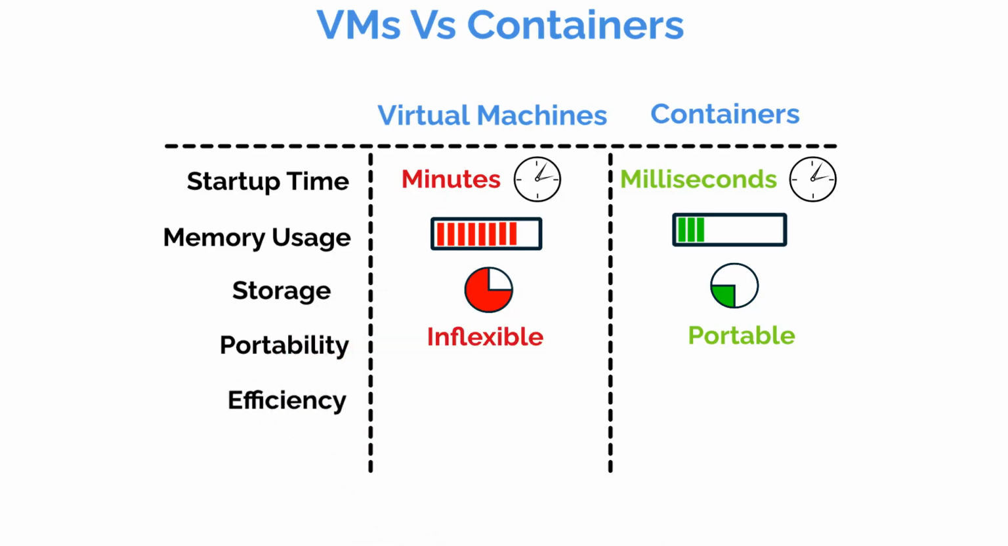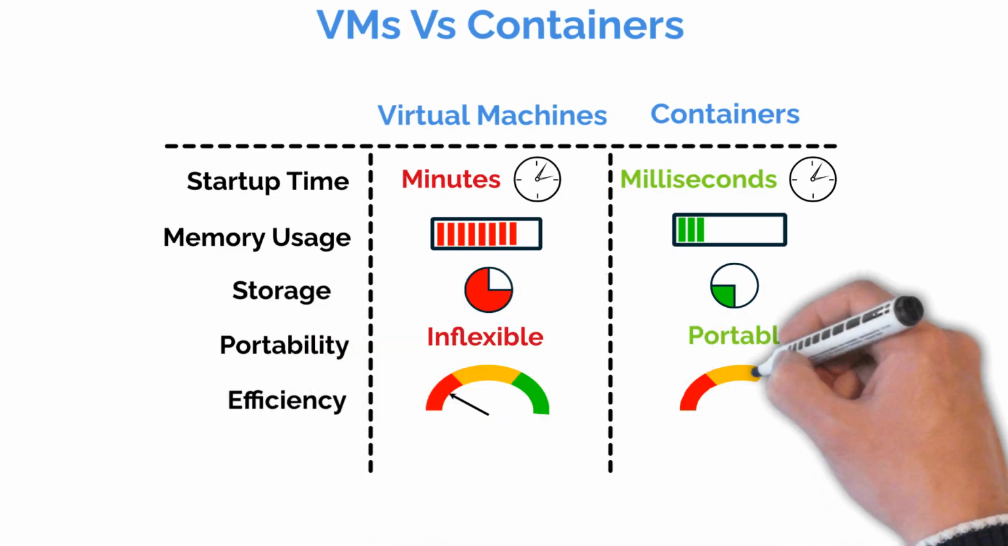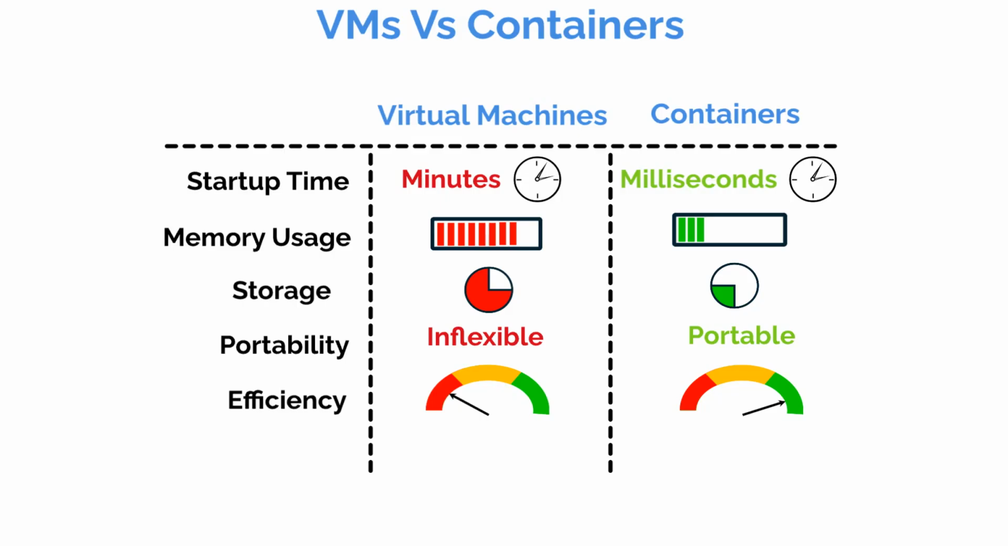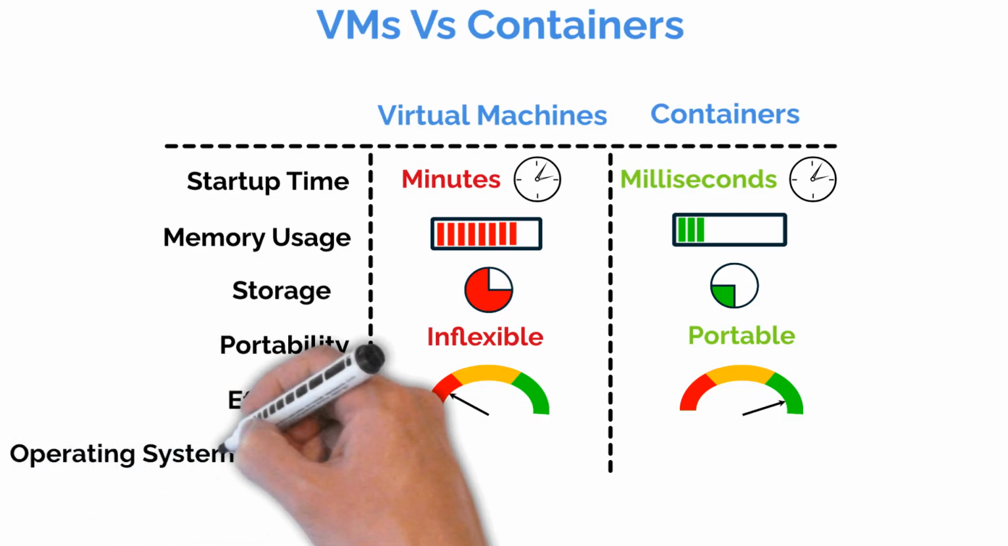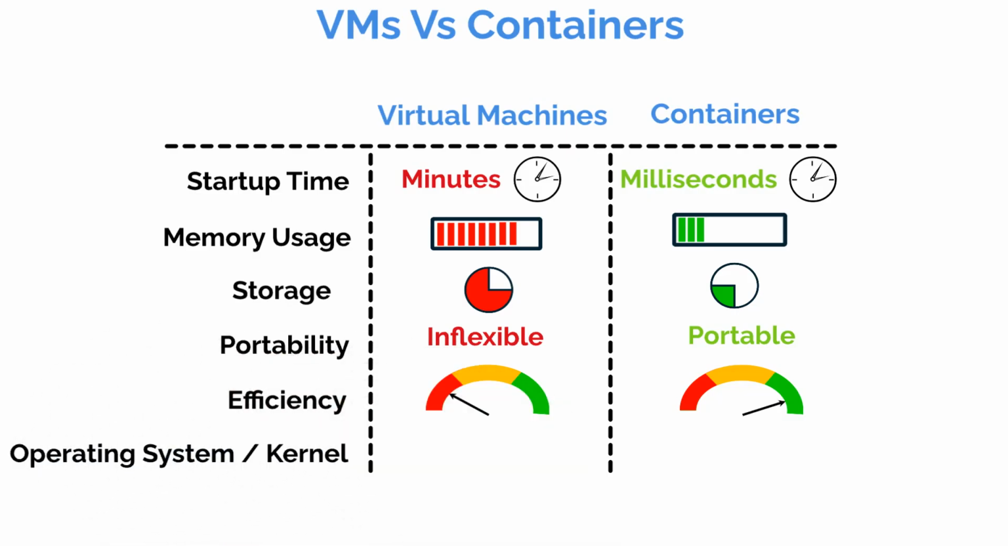Efficiency at scale. You can run way more containers on a server than you could virtual machines. That's because containers are smaller, faster, and use fewer resources. Operating system and kernel. VMs each have their own OS and kernel, whereas containers share the host OS and kernel, which keeps things lean.